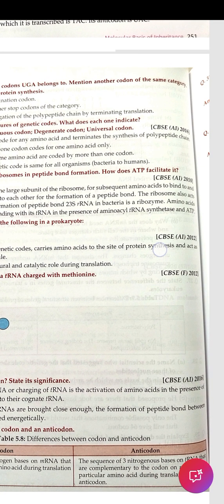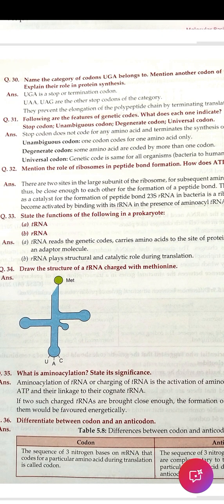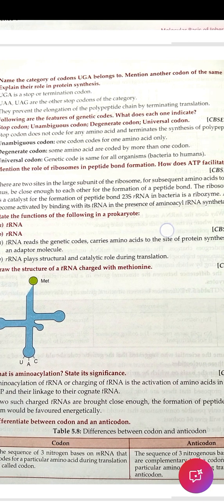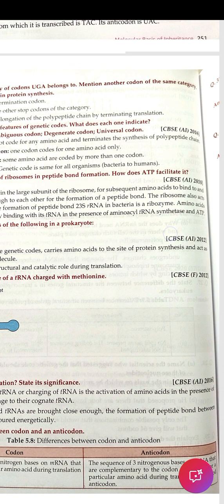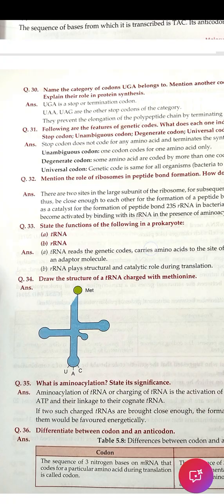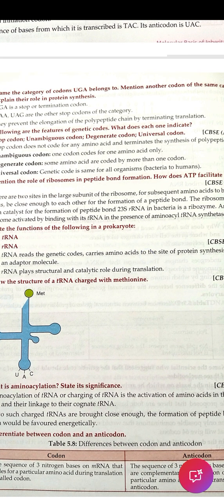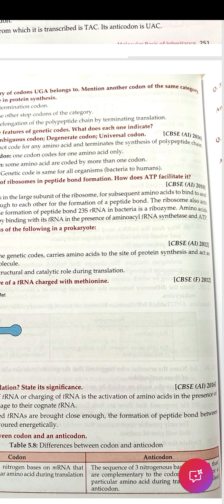The ribosome also acts as a catalyst for the formation of the peptide bond. 23S rRNA in bacteria acts as an enzyme, called a ribozyme. Amino acids become activated by binding with their tRNA in the presence of aminoacyl tRNA synthetase and ATP.